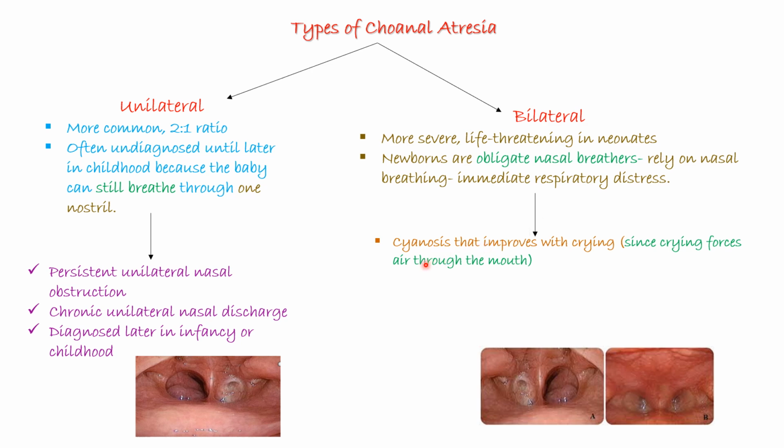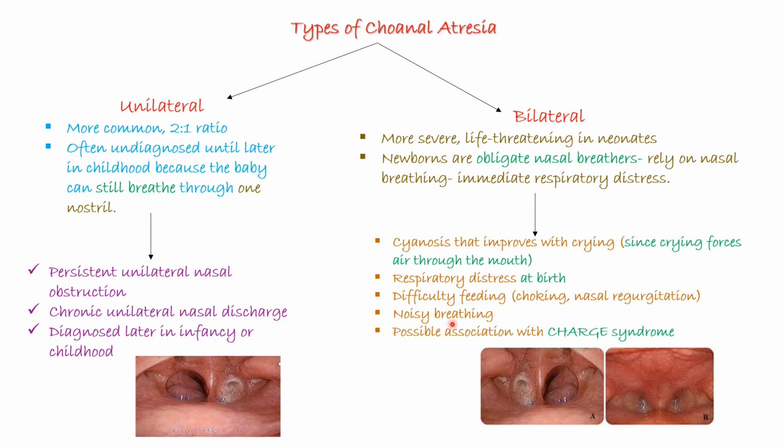So how is this patient going to present? They're going to present with cyanosis that usually improves with crying. The reason why it improves with crying is because when they are crying, their mouth is open, meaning the air that we breathe can pass through the mouth into the pharynx, since crying forces air through the mouth. And then the patient is also going to present with respiratory distress at birth, difficulty in breathing and choking, and nasal regurgitation, because when they're feeding, they also want to breathe. In addition to that, noisy breathing.